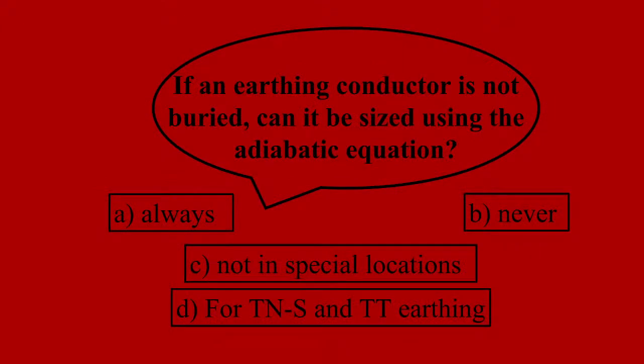So we'll start off with the question of the week. Just as a reminder, the question that we posted out this week was, if an earthing conductor is not buried, can it be sized using the adiabatic equation? And we gave you some optional answers. Can you always use the adiabatic equation? Can you never use the adiabatic equation? Can you not use the adiabatic equation for special locations? And the final option was you can use it for TN-S and TT earthing systems.